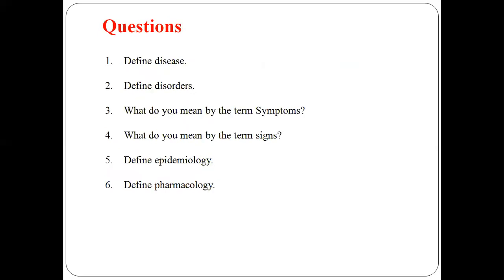These are the set of questions that you will also find. First, what is a disease? Then, what is a disorder? There's a very thin line between a disease and a disorder. Then, what do we mean by the terms symptoms and signs? And what do you mean by epidemiology and pharmacology?